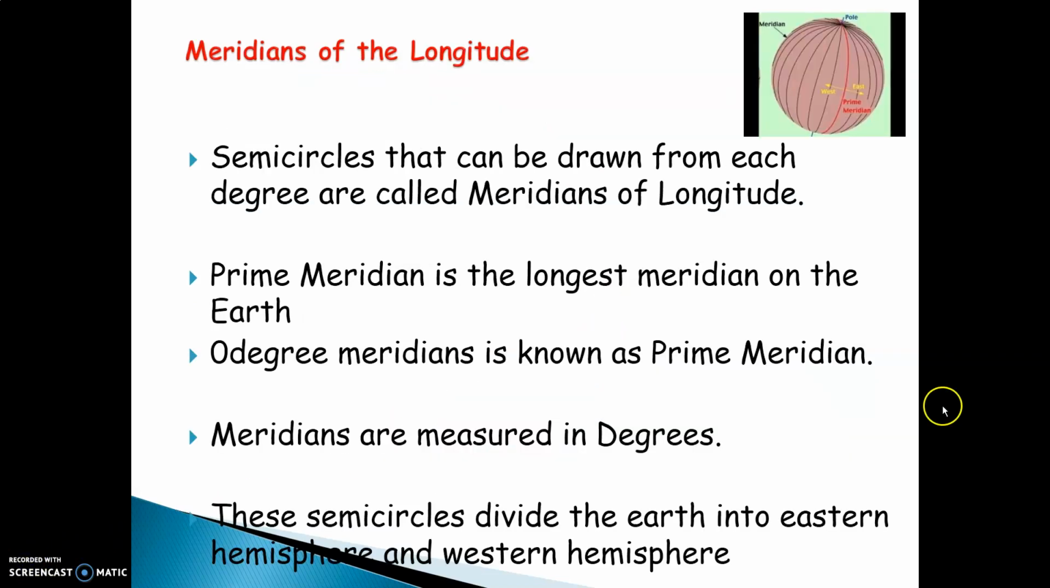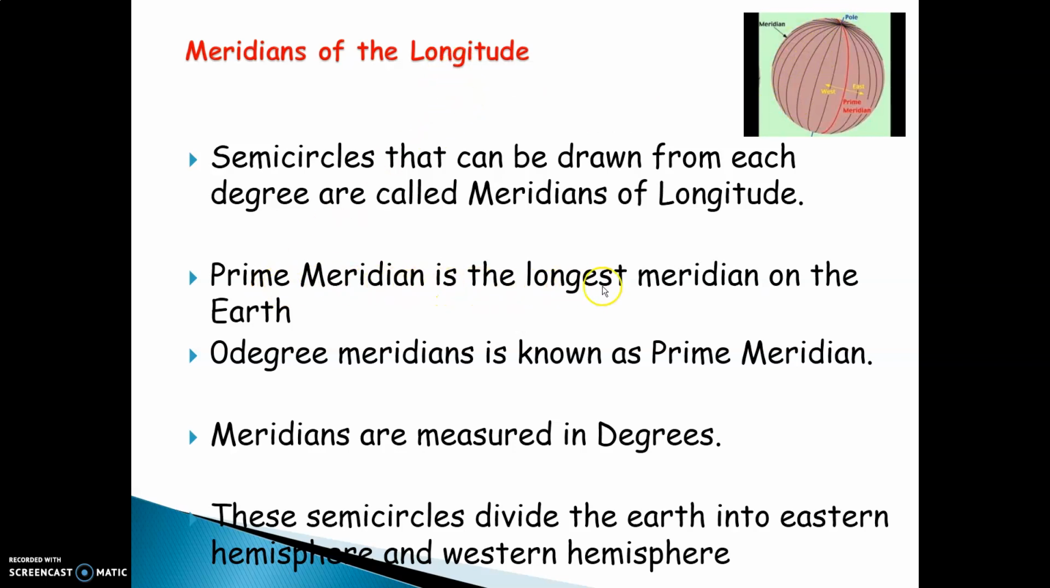Let us now move ahead by learning the meridians of longitudes. Semicircles that can be drawn from each degree are called meridians of longitudes. You can see over here the semicircles which are drawn from North Pole to the South Pole are called meridians of longitudes. Now these lines, you can see over here, meet each other or intersect each other. Therefore they are not called parallels, but they are called meridians of longitude. So remember, in simple terms, the standing lines or these vertical lines on the earth are called the longitudes.